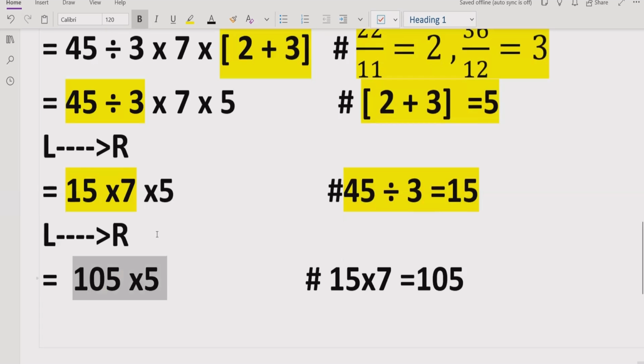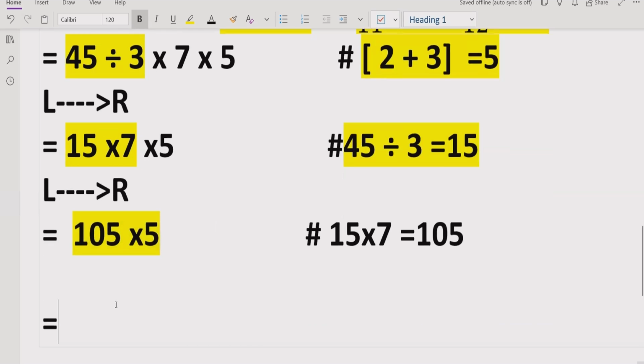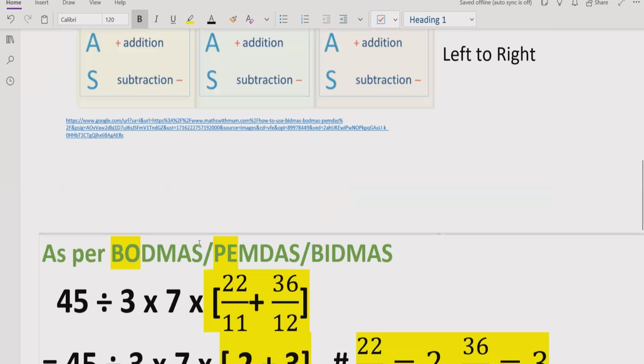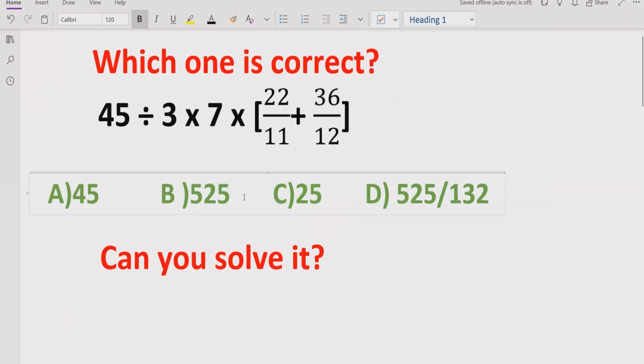Now we have the remaining part. If we multiply 105 multiplied by 5, we will get 525. So the answer of this expression, solved very quickly and in a very easy way, is 525. If you look at the answer list, answer B is the correct answer. I hope you understand how you can solve this expression very quickly and find the correct result using the PEMDAS and BODMAS method.